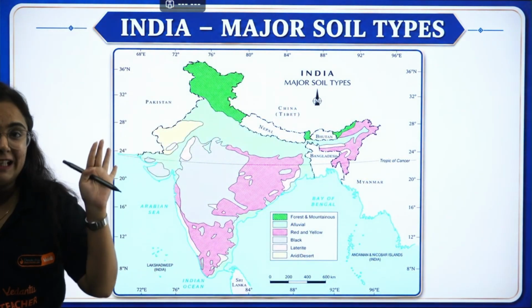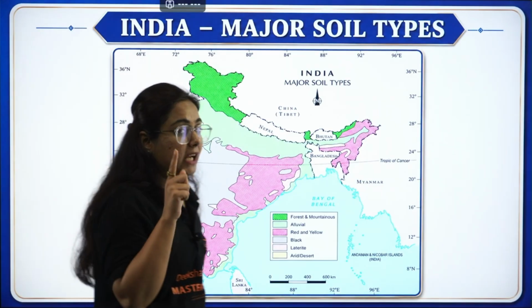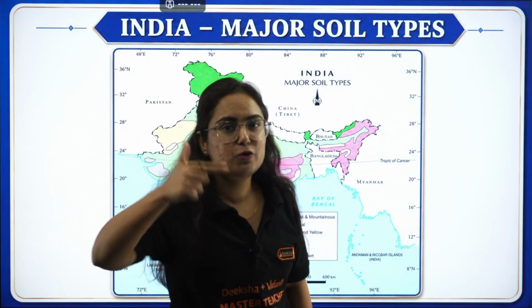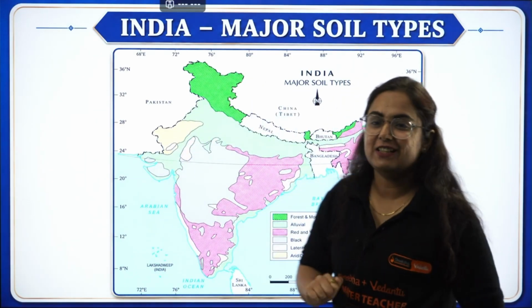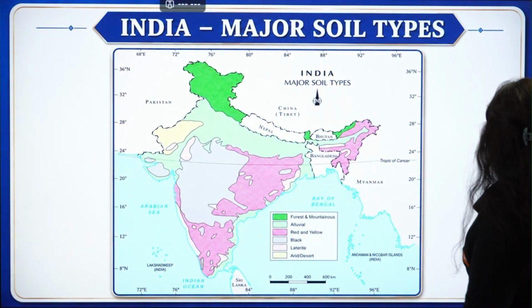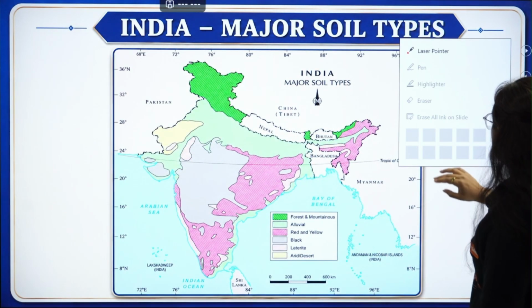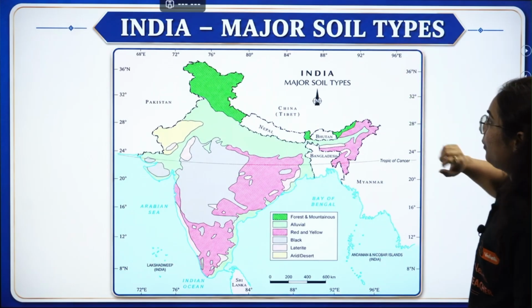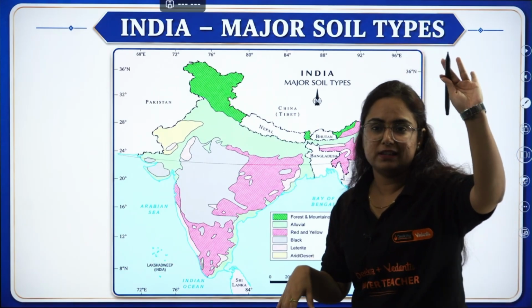How many types of soil? 6 types of soil. If you stay till the end of the video, you are going to get the trick how to remember all of them. So let's start with the major soils of India. We will mark all of them on the map. I think it is visible to all of you, I'm using the laser pointer.